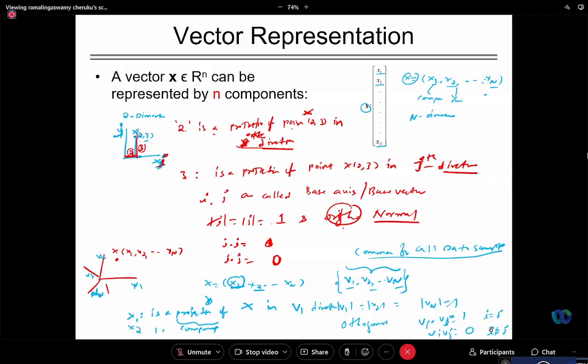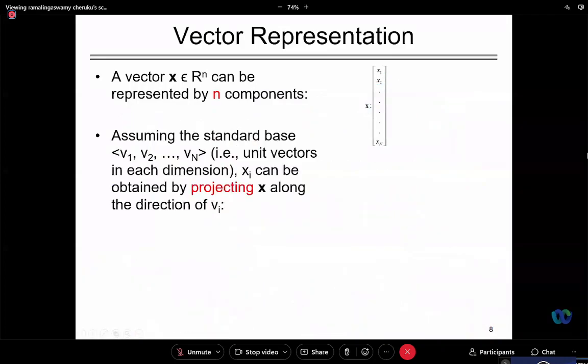Same thing I explained. Assume the standard basis vectors. So v1, v2, and vn are the basis vectors. These are unit vectors, and of course they are orthonormal. xi can be obtained by projecting x in the direction of vi. So x1 is a projection in the direction of v1, x2 is a projection in the direction of v2, and so on.